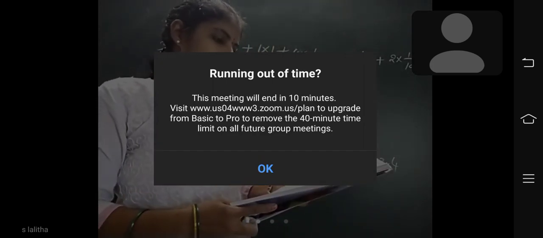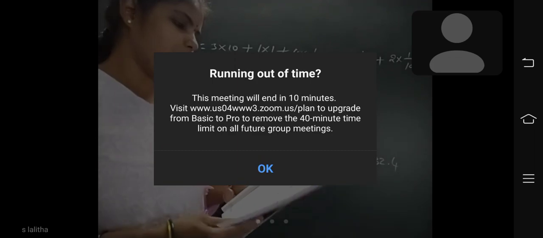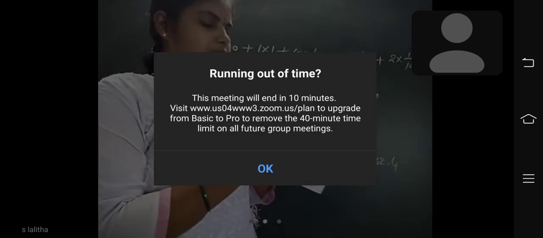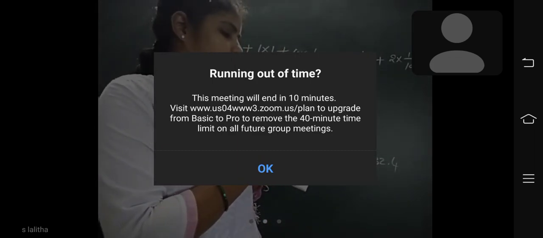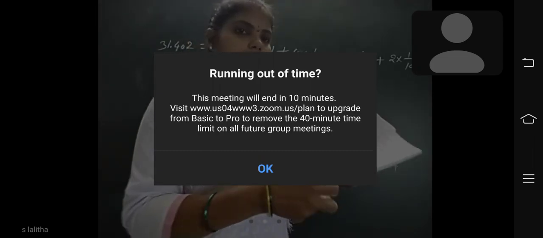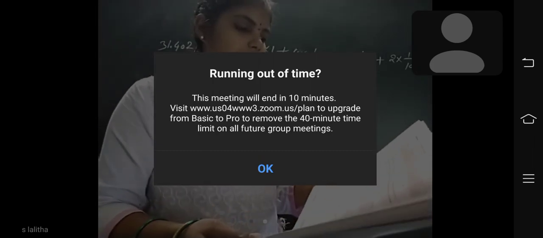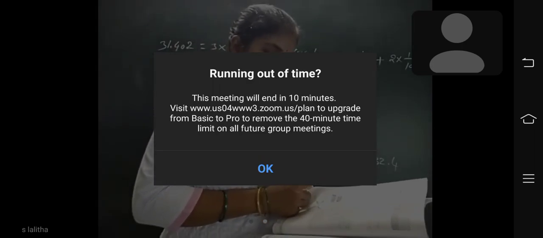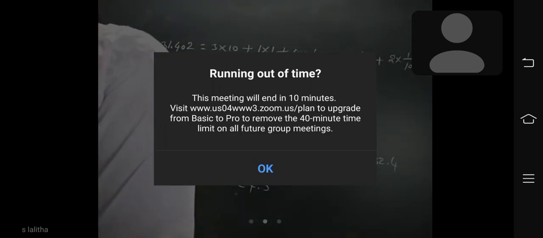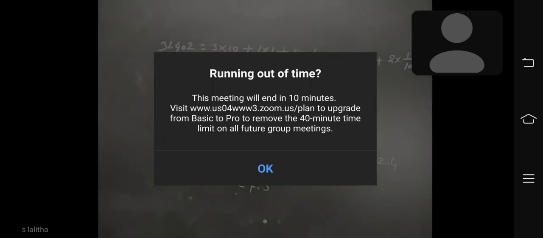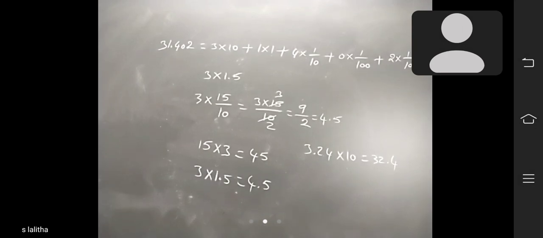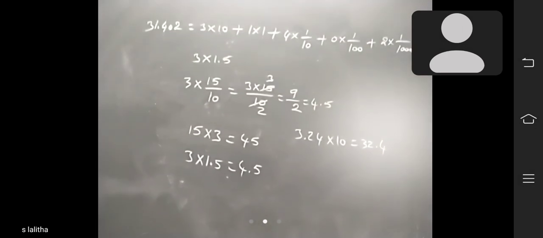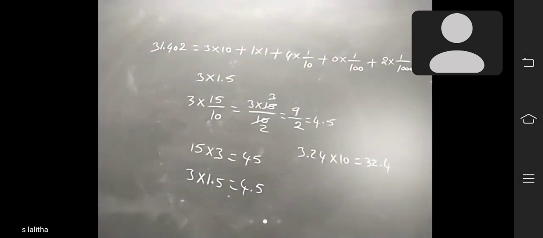Okay, next see page number 29. Check your progress. Find the values of the following. It is very easy sums. You can do these four sums. Page number 28, page number 29, check your progress. You can do the homework. Tomorrow we will continue, children.